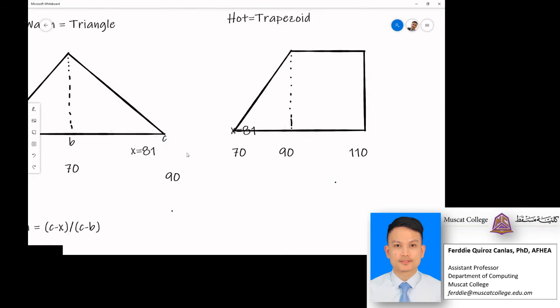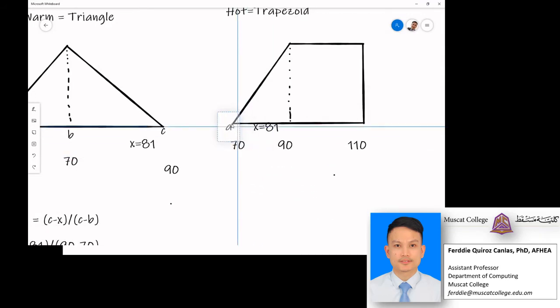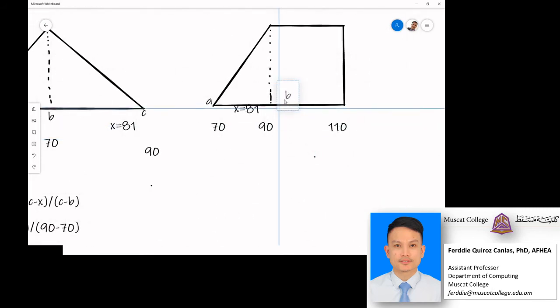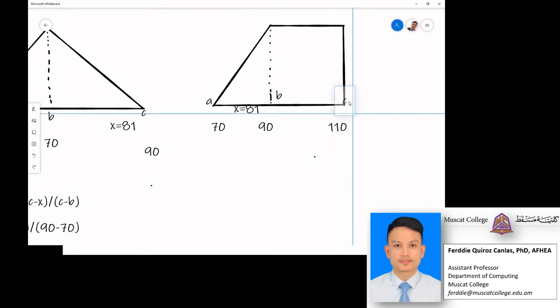Where is 81? 81 is somewhere here, right? In between these two. So 81 is between 70 and 90. So if you remember on the past calculation, this is A. So A is here. And then B is here. And then we have another one which is C. So all the points here, A, B, and C.